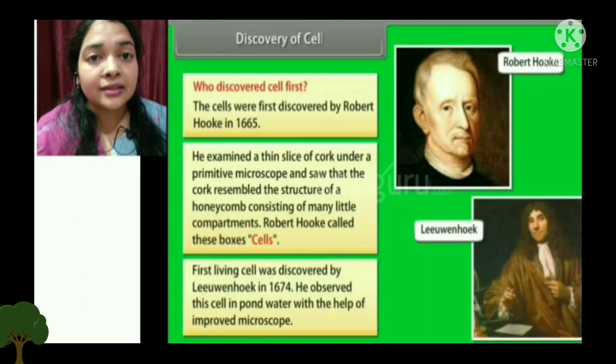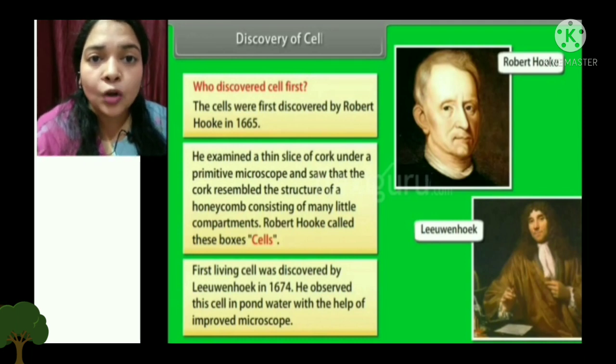Now, let's discuss about the discovery of cell. Cell was first discovered by Robert Hooke in 1665. He saw some honeycomb-like structure in the slice of cork with the help of a self-made microscope. He named them cell or cellula, which means a little room.